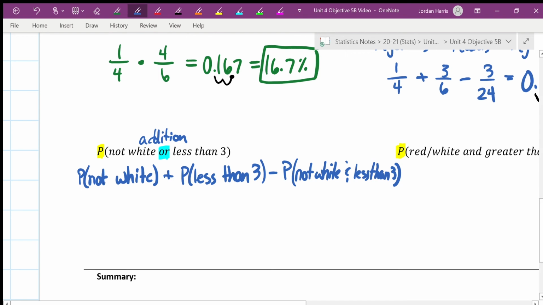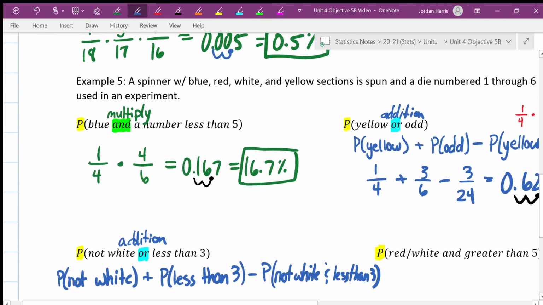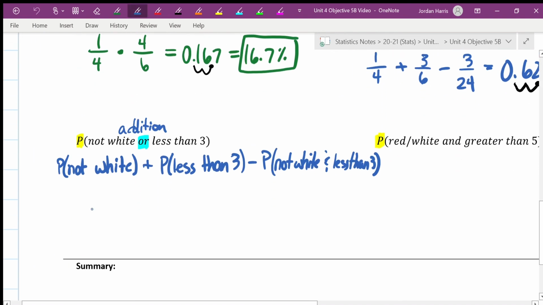Okay. So go through each probability. Not white. So which colors are not white? Well, blue, red, and yellow. 3 out of the 4. One of them is white. Plus number less than 3, 1 and 2, 2 out of the 6. Minus the both of them.